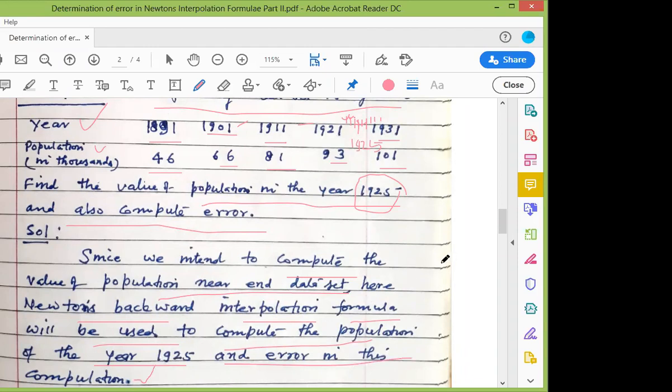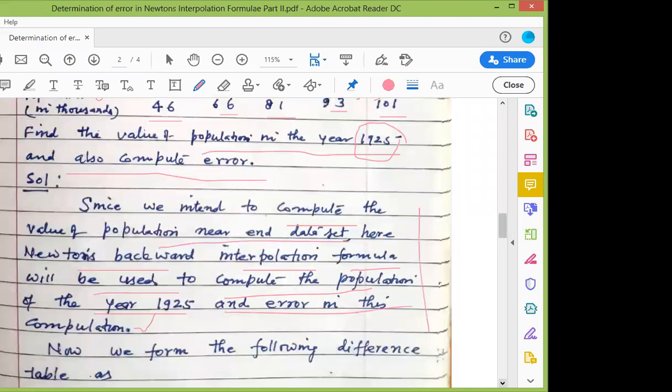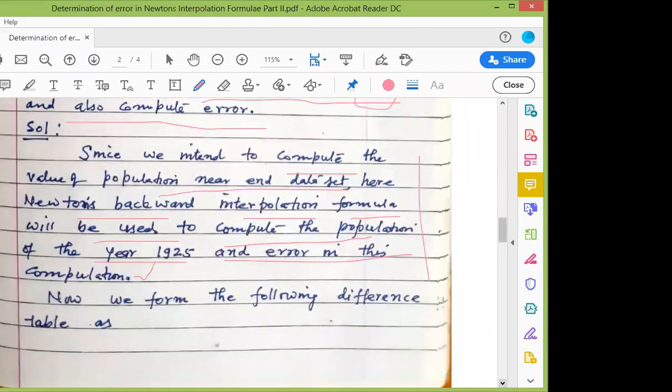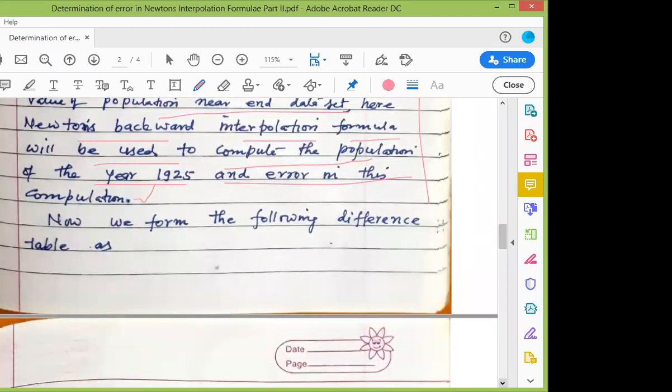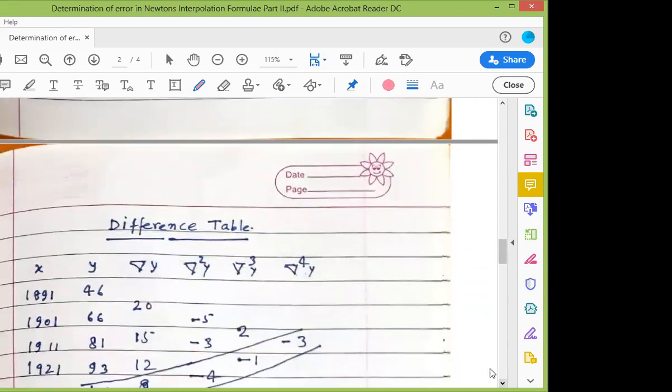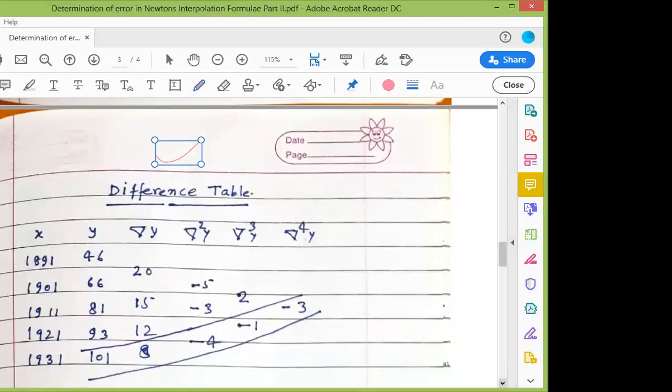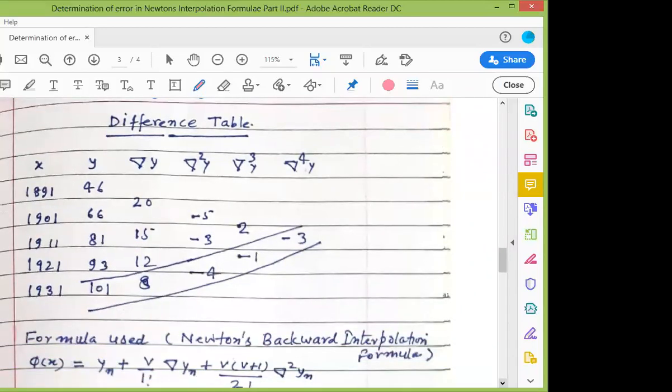computation. I have given this one paragraph, which is important for us to make the interpretation and justification for using the method. Now we form the following difference table as usual. We are doing the difference table. So I give you the complete difference table. We have only 10 minutes, so I will finish in 5 minutes, and I will open for 5 minutes to discuss the problem.